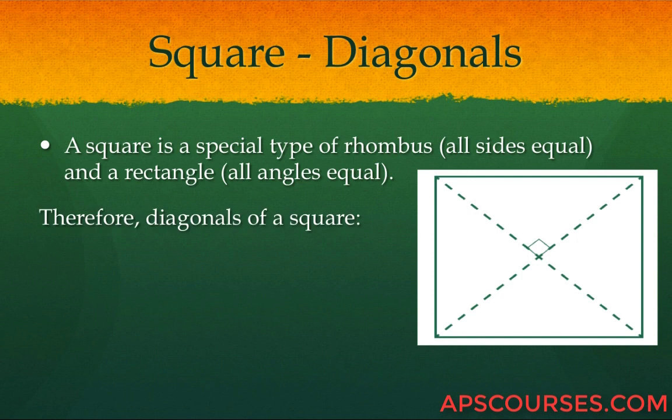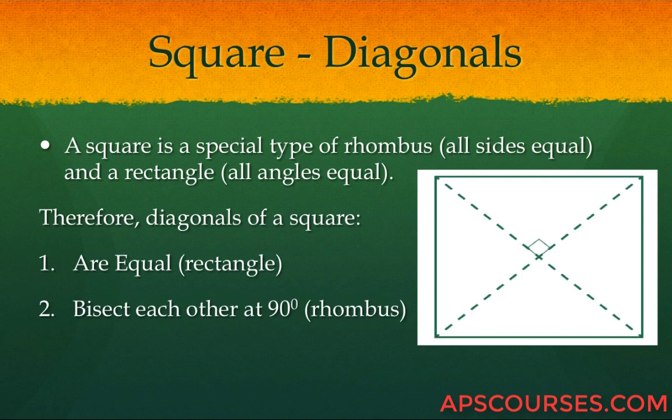Therefore, the diagonals of a square have two very interesting properties. They are both equal since it is a special kind of rectangle, and the diagonals of a square bisect each other at 90 degrees since it is a special case of a rhombus.